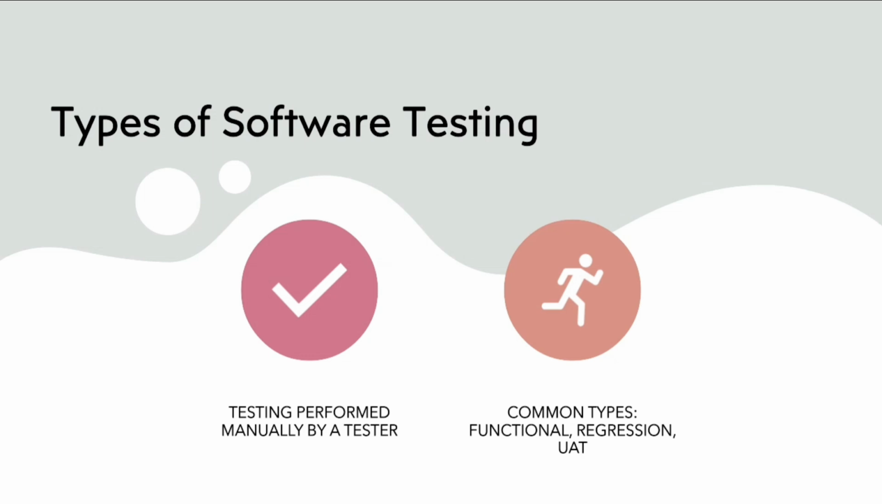There are lots of common types, and the most common is functional testing. We check the functionality of the software, like all buttons should be clickable and all text fields should properly take input from the user. Another is regression testing. Suppose some feature was working previously; after implementing a new feature, those old features should still work properly. These things come under regression testing. We also have UAT, user acceptance testing, where we check the user experience.